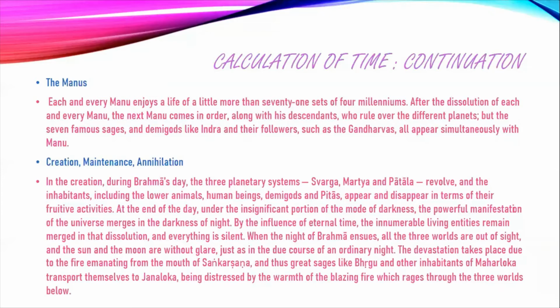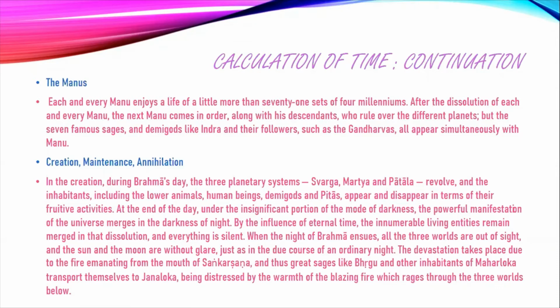Creation, maintenance, and annihilation. In the creation, during Brahma's day, the 3 planetary systems, Swarga, Martya, and Patala, revolve, and the inhabitants, including the lower animals, human beings, demigods, and pitas, appear and disappear in terms of their fruitive activities. At the end of the day, under the insignificant portion of the mode of darkness, the powerful manifestation of the universe merges in the darkness of night.